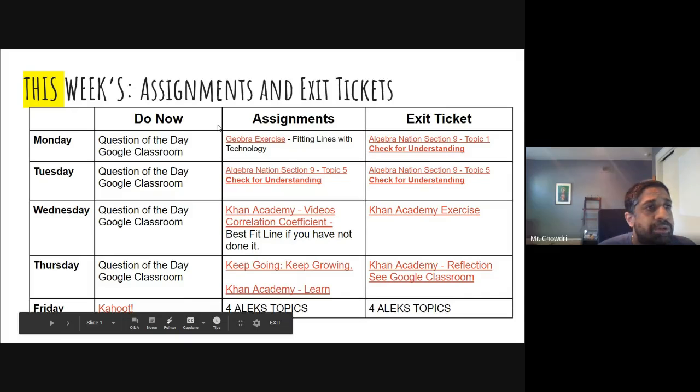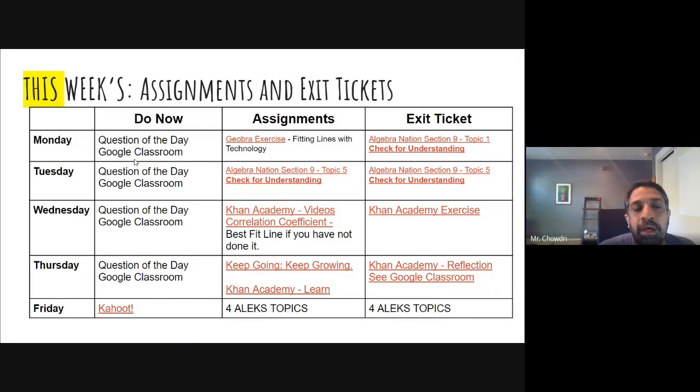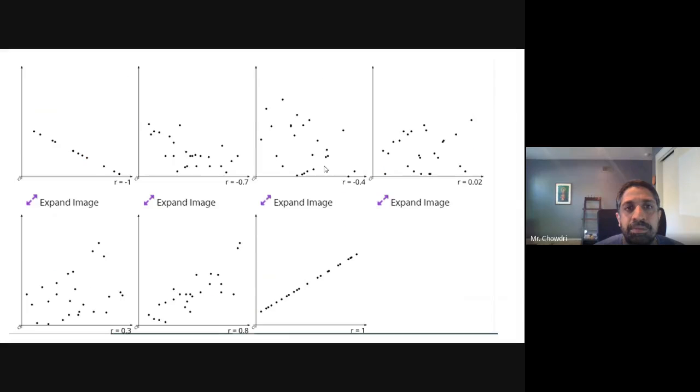So this week we are continuing our work on scatter plots. And on Monday and Tuesday, we're supposed to be learning about the best fit lines, which we had done a Desmos exercise about last week. We're going to do a little bit more on best fit lines and scatter plots. And then tomorrow and today, we're going to be introducing a concept called the correlation coefficient.